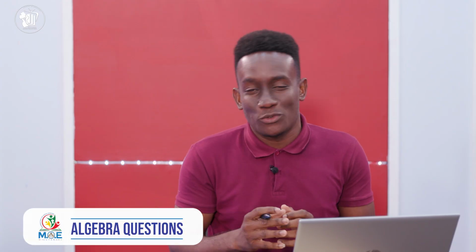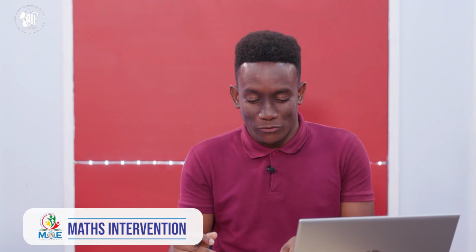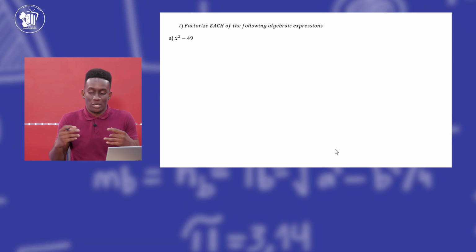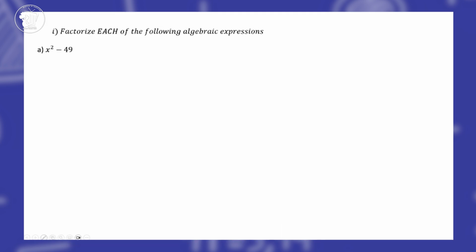In this video we'll be tackling some algebra questions, so let's not waste any more time, let's head straight into the first one. The question says, factorize each of the following algebraic expressions. We want to factorize all the algebraic expressions that follow here. So let's factorize this one. The expression is x squared subtract 49.